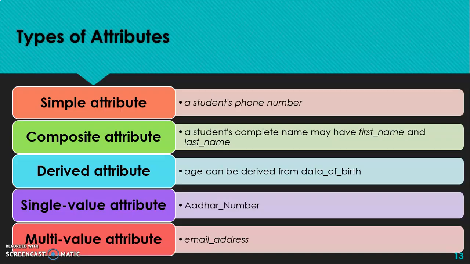Then we have a derived attribute. A derived attribute is derived from another attribute's value, like age. Age can be derived from the date of birth. Then we have a single valued attribute, say Aadhaar number, because a person will not have more than one Aadhaar number, so this is single valued. Then we have a multi-valued attribute. Email address, for example, because a person may have more than one email address. Here you can also consider a phone number, because a person may have more than one phone number. So these are the types of attributes that are used in the ER model.